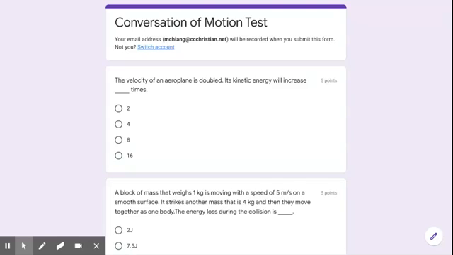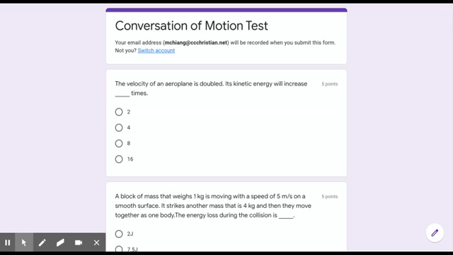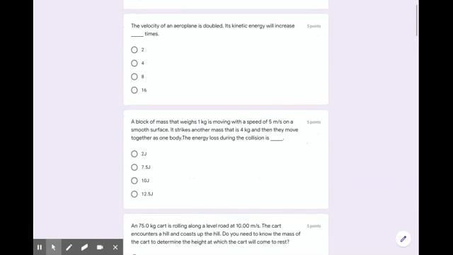And last, the last makeup of this school year is the conservation of motion test. Number 1, the velocity of an airplane is doubled. Its kinetic energy will increase how many times? You will see those questions. Well, you don't need that, but think about kinetic energy.